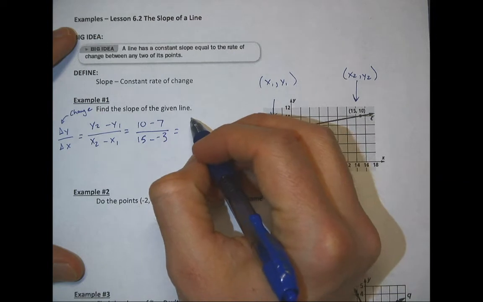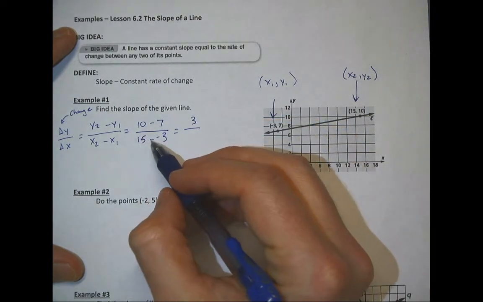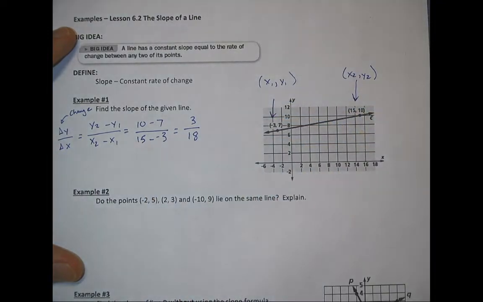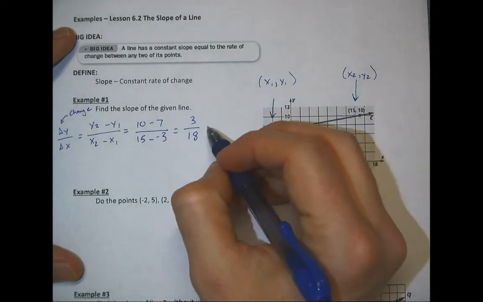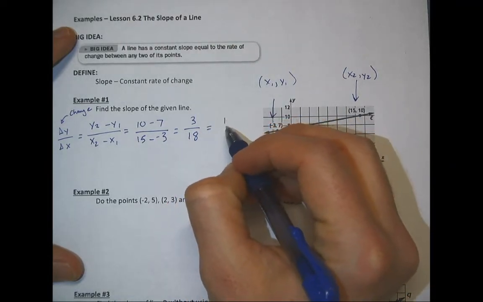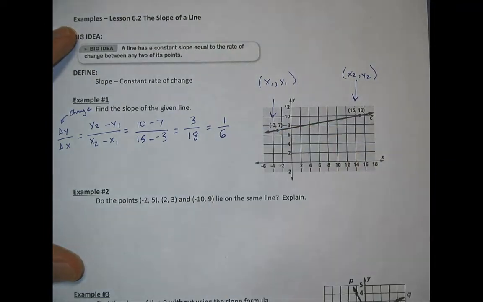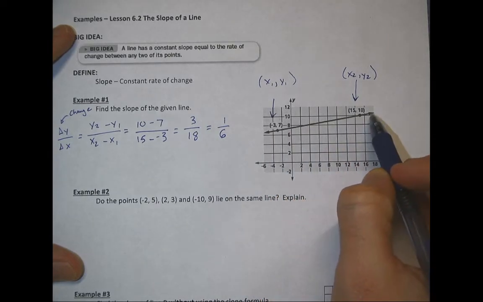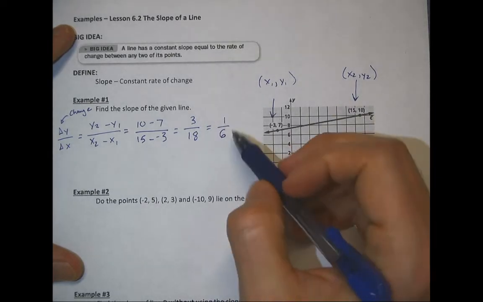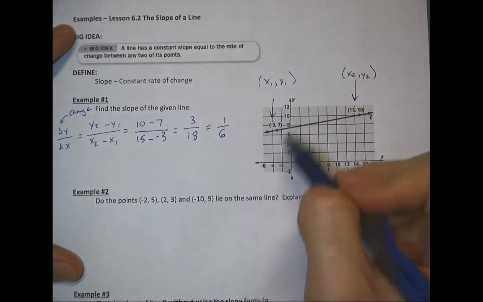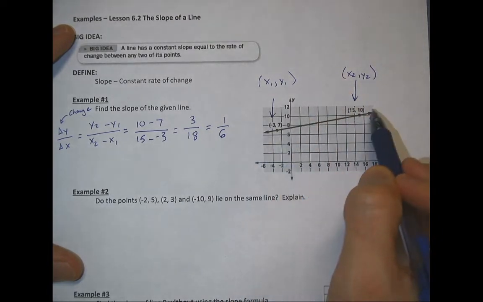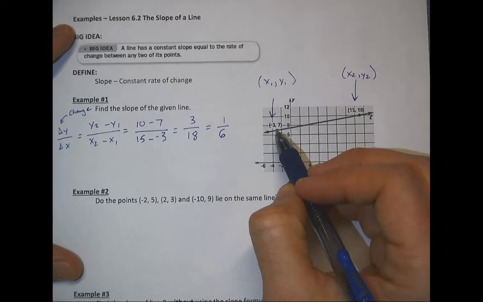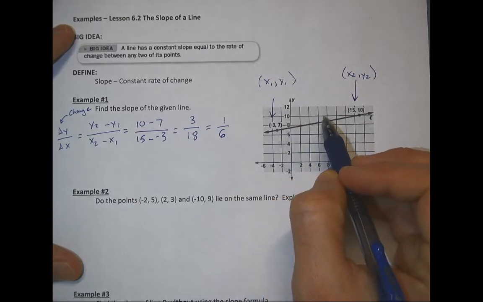So 10 minus 7 is 3. 15 minus negative 3 goes plus plus, so it's really 15 plus 3. This is 18. Just like any ratio or fraction, you want to simplify it if you can. So 3 over 18, you can divide those by 3 for a final answer of 1/6. Notice it's positive. That means this line is increasing and going up from left to right. 1/6 is a small number, so it's not going up at a very steep angle. It's going up gradually, but at a constant rate of 1 to 6 in terms of the y compared to the x. So it's going up 1 box over 6, up 1 box over 6.